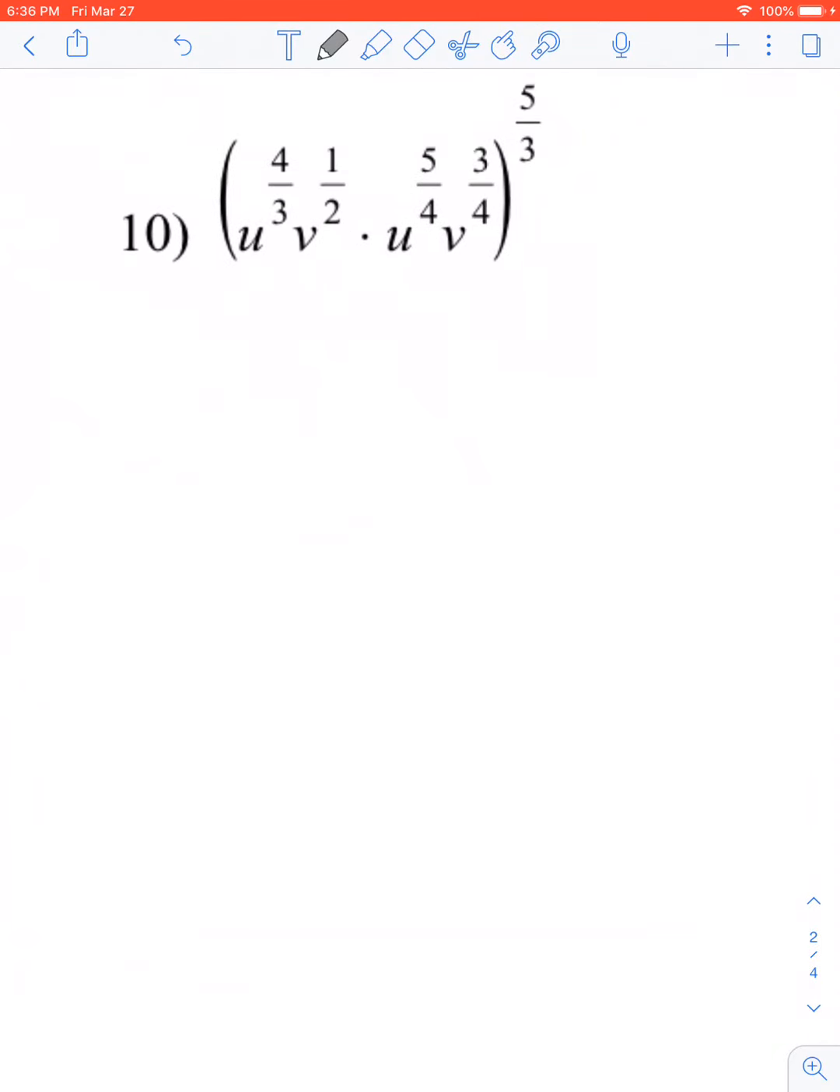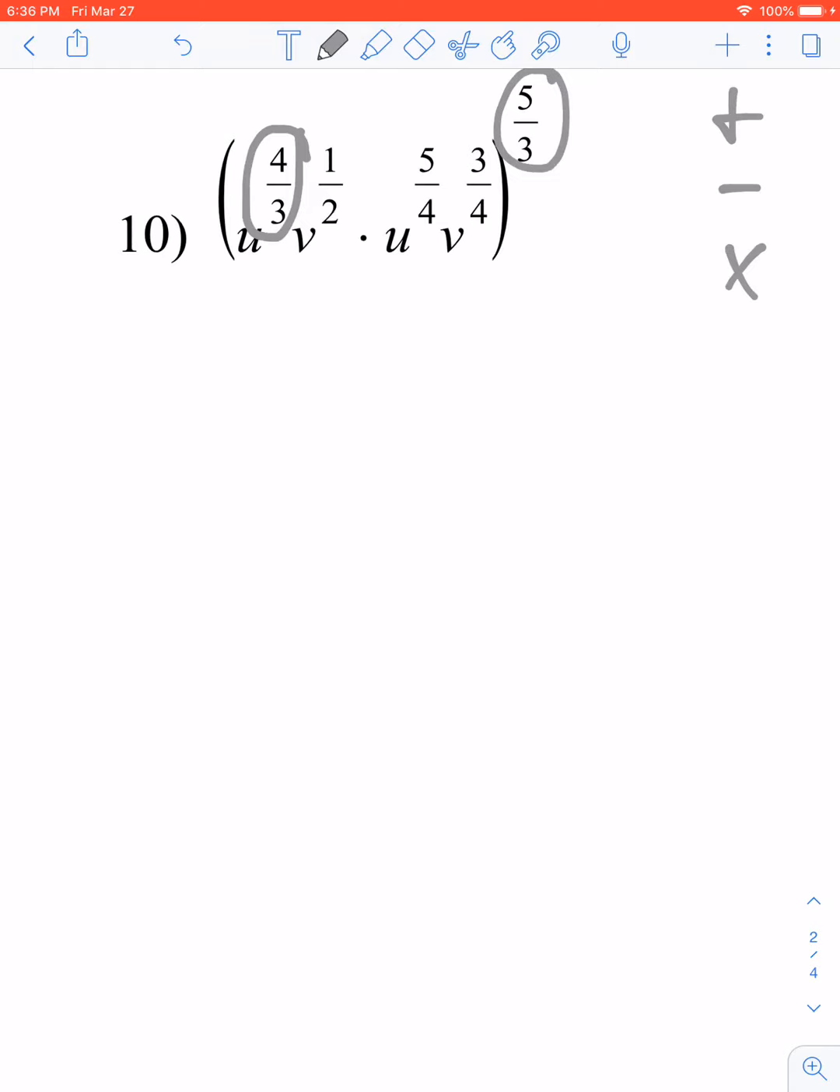All right, friends. I gave you a doozy on this one on purpose because this is really not hard. All you have to decide is, do you add, subtract, or do you multiply your powers? All right, here we go. So if I take this 4/3 raised to the 5/3, they're stacked.